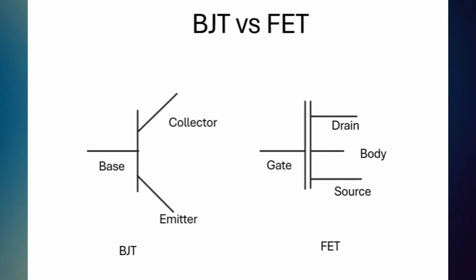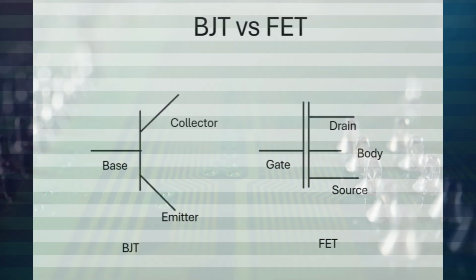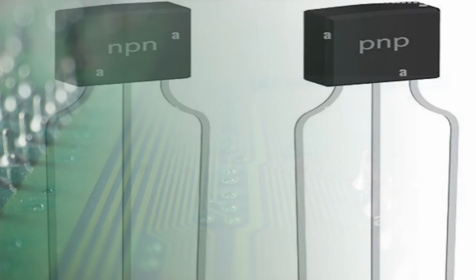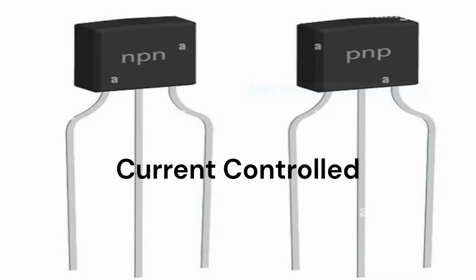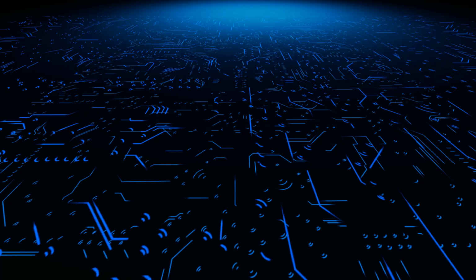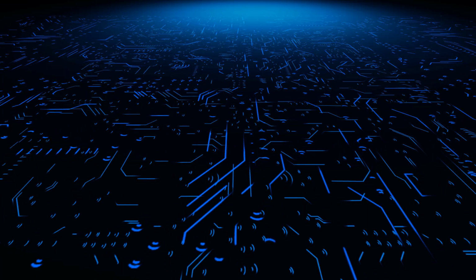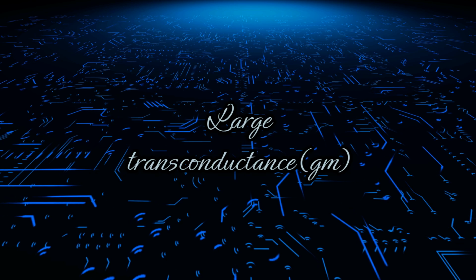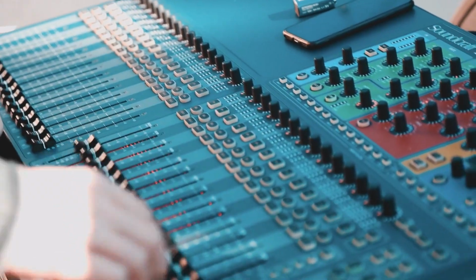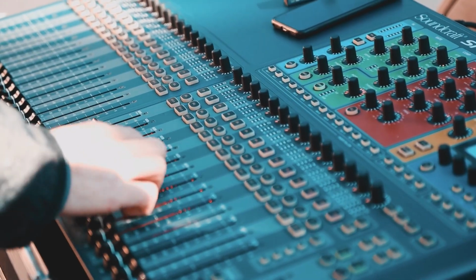Talking a bit about BJTs versus FETs, two major types of transistors that have shaped the evolution of integrated circuits. Bipolar junction transistors are current control devices. They have three terminals: the emitter, base, and the collector. A small current flowing through the base controls a much larger current between the collector and the emitter. BJTs are known for their high current gain, large transconductance, and excellent frequency response. They offer high electron mobility in the base region, making them great for analog amplification and RF circuits.